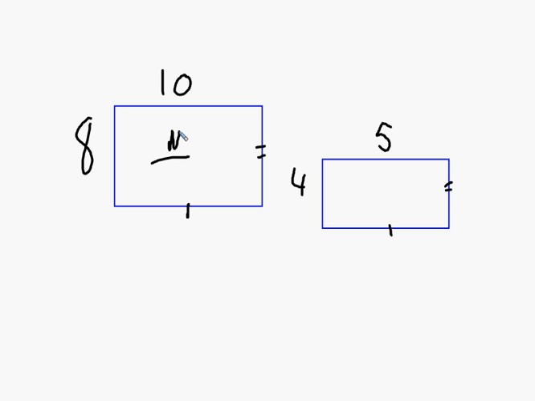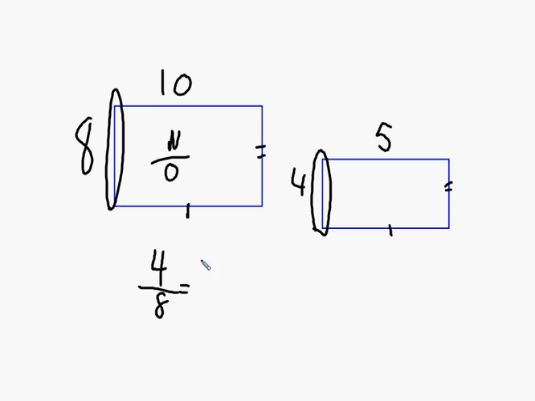I keep saying we're going to do new over old. It's consistency that allows us to get these things right. So I look at the corresponding pieces. I take the sides that actually match up to each other. So this side and this side match. So I'm going to put the 4 over the 8. And we know that reduces down to 1/2. So that's telling me the scale factor is 1/2.